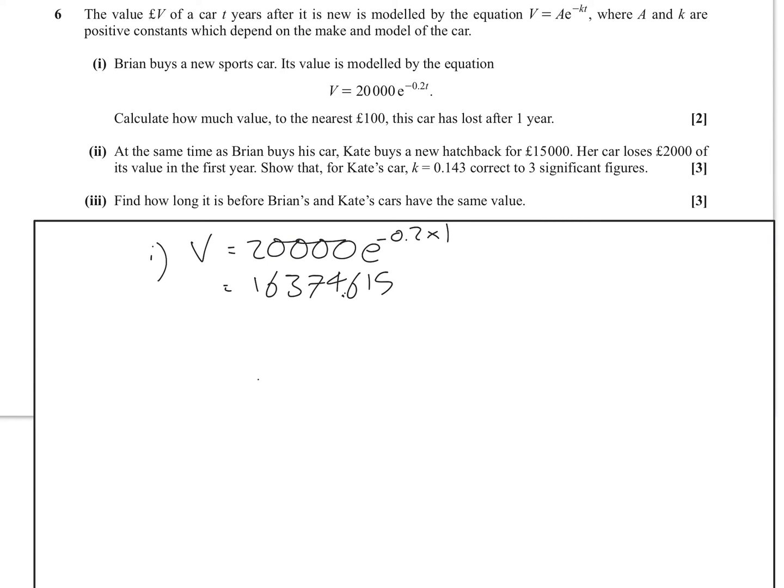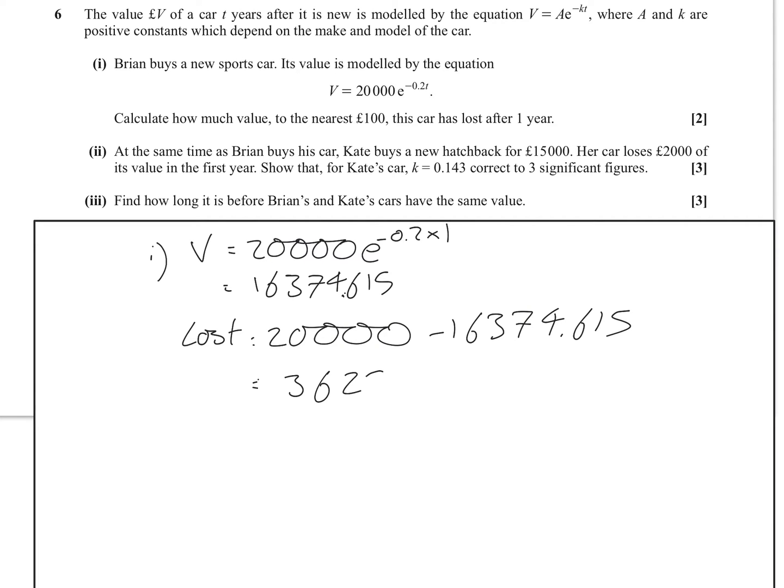And so how much has he lost? It's 20,000 minus that, which equals 3,625. And actually, often they don't give marks for rounding, but this one there was a specific mark. If you didn't round, you didn't get the mark, and somebody managed to round wrong. Okay, so do be careful with that.